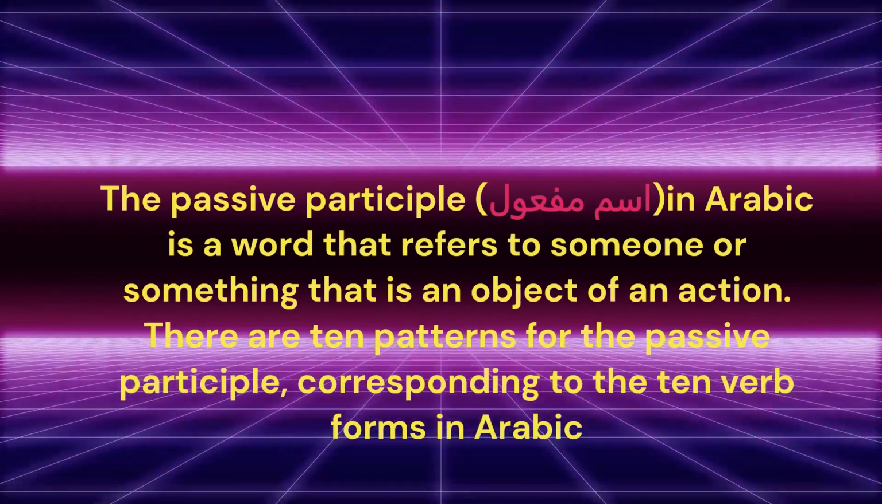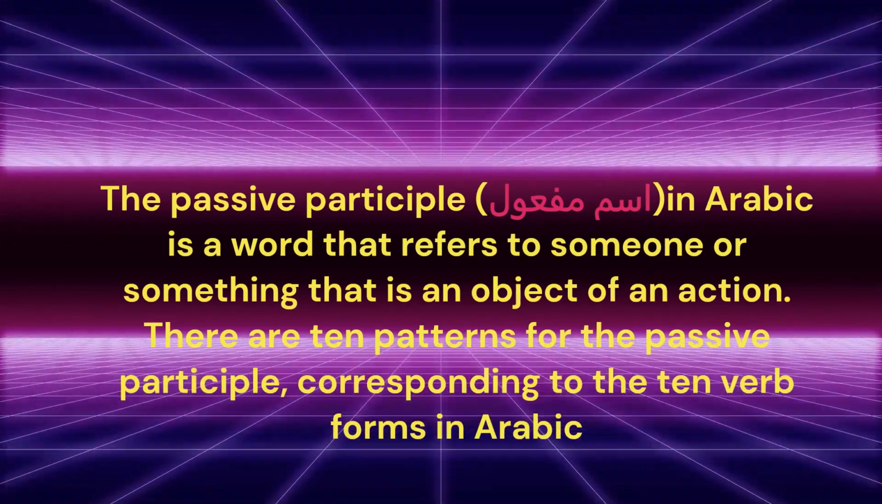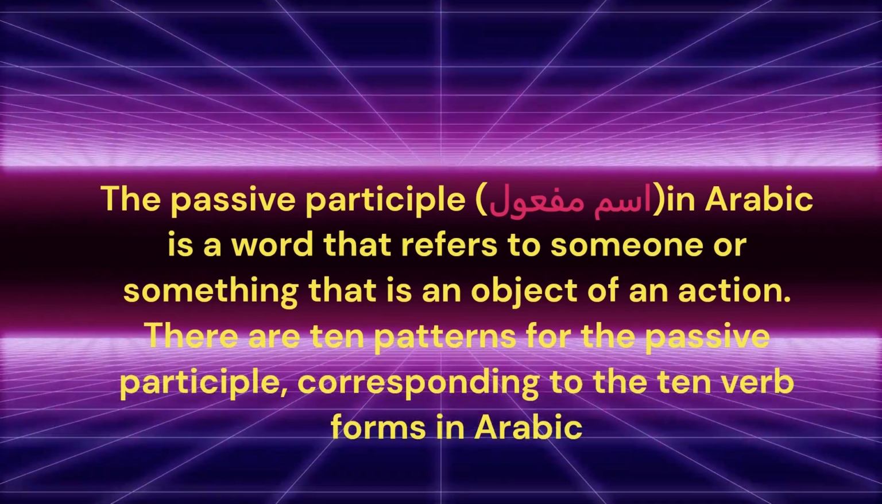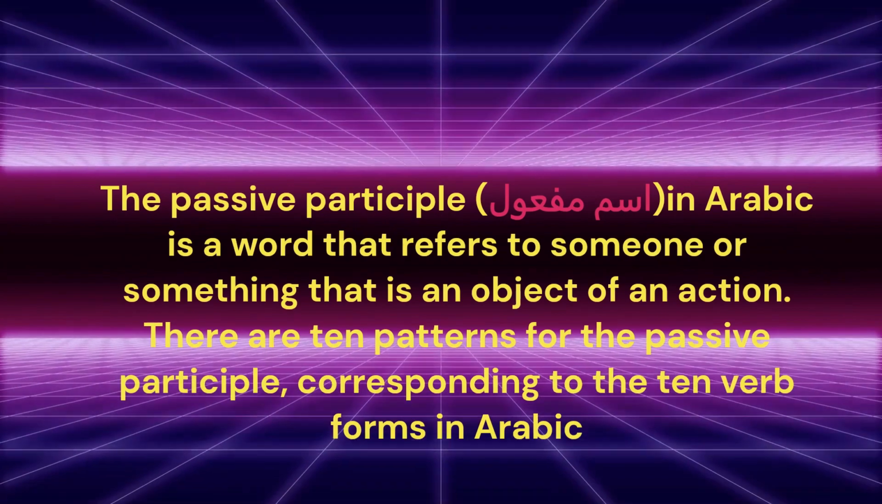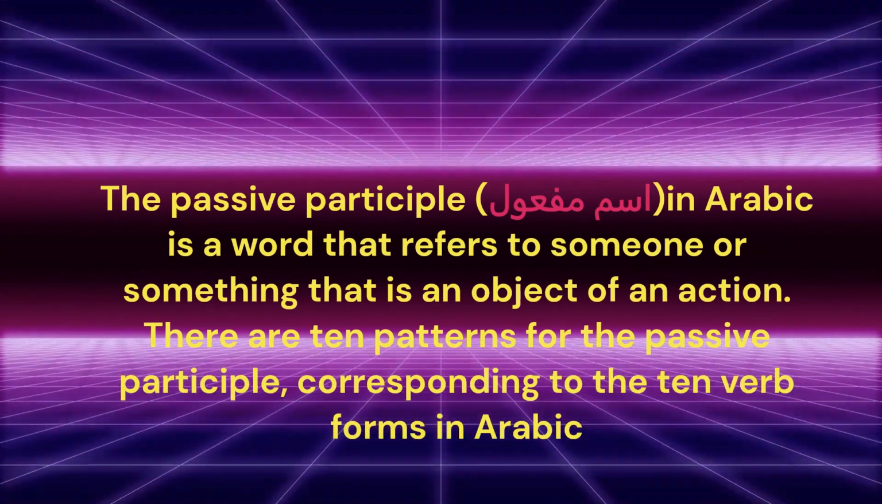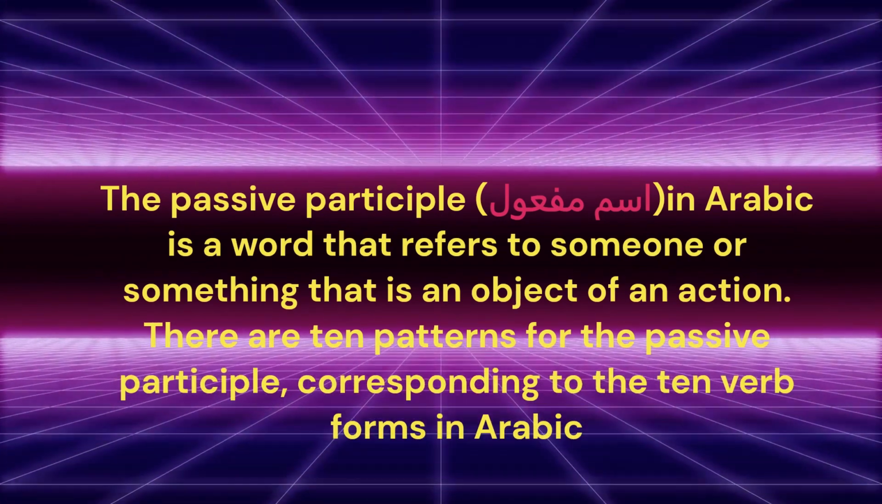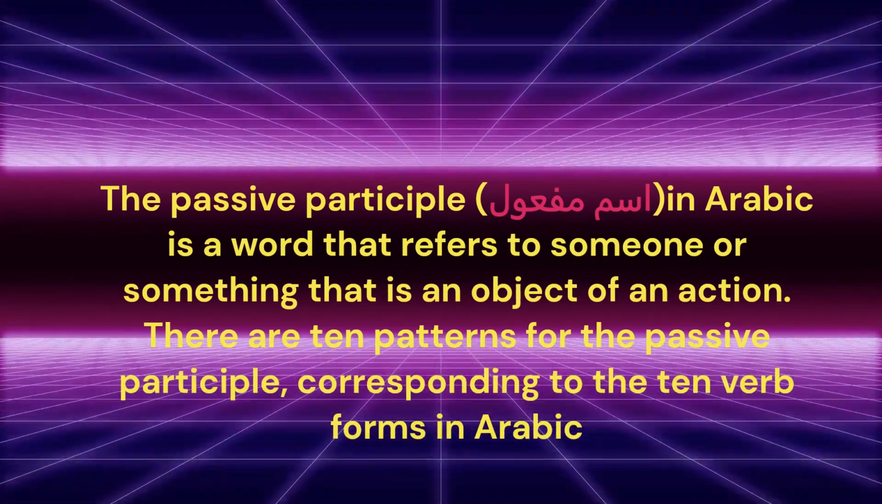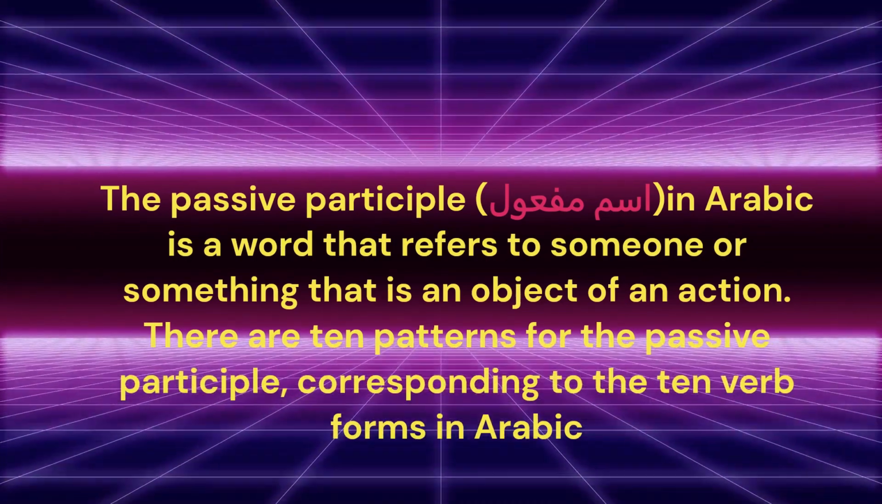The passive participle, which is called ismu maf'ul in Arabic, is a word that refers to someone or something that is an object of an action. There are 10 patterns for the passive participle corresponding to the 10 verb forms in Arabic. In this lesson, we're going to cover forms 1 to 6.